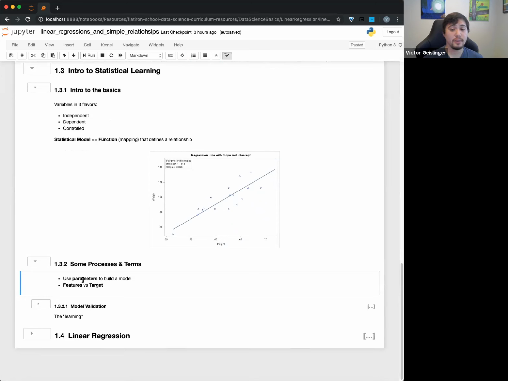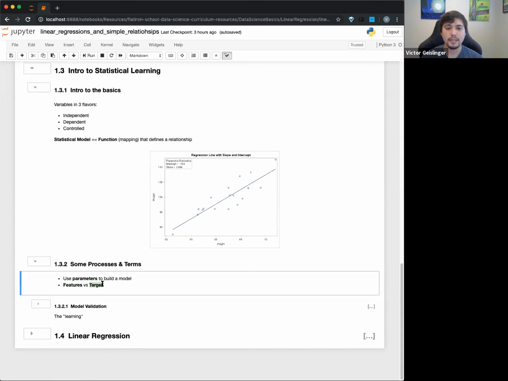Oh, some processes and terms. Sometimes we'll go back and forth, so you are familiar with this. We'll talk about parameters to build the model. Those parameters are, for example, the intercept and slope. We'll also talk about features versus targets. Our features are usually our independent variables. Those are the things where if you adjust them, an outcome will happen. And our target is our dependent variable.